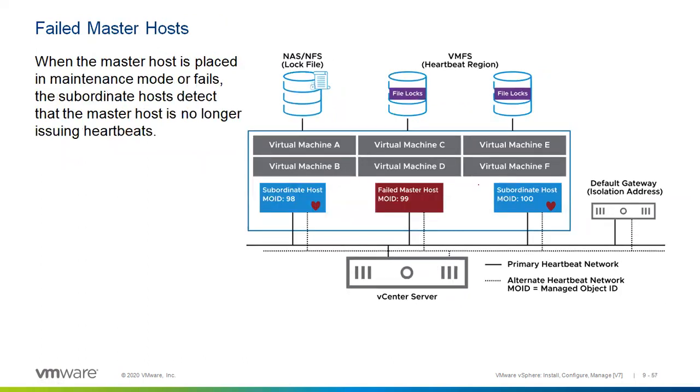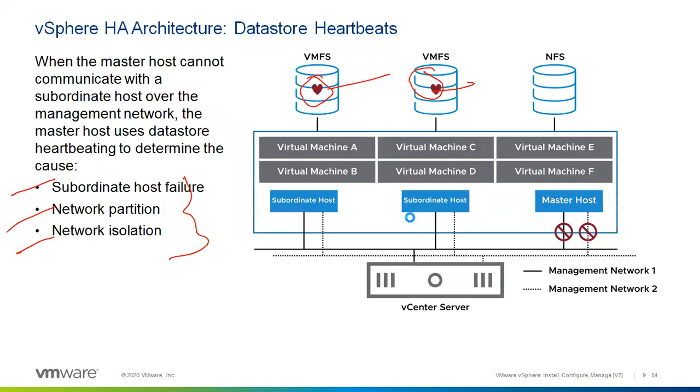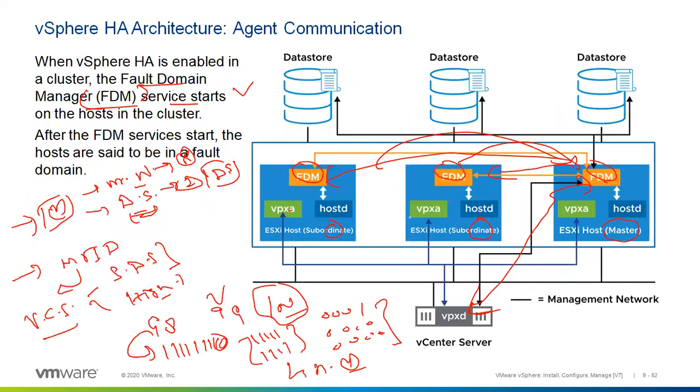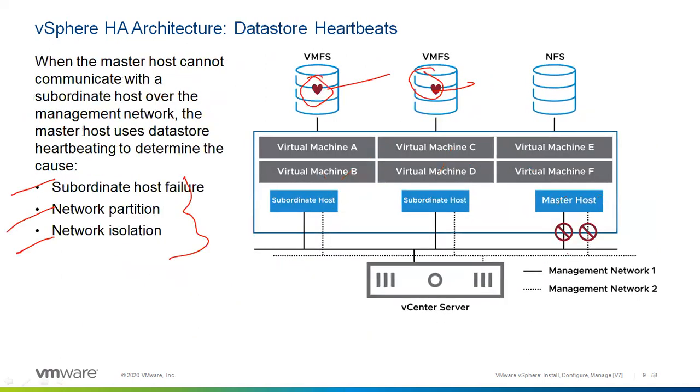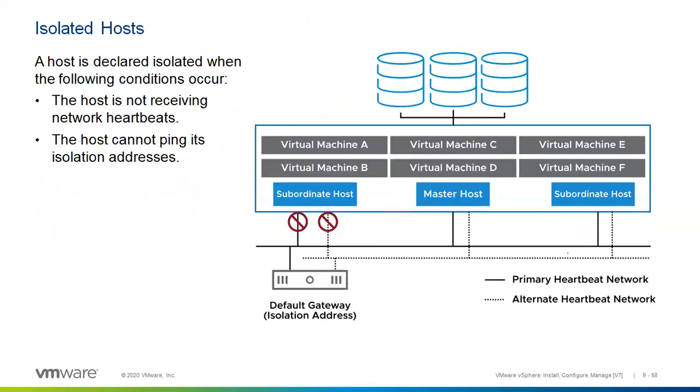Let's assume a scenario where my master host has failed. In that case, what will happen? If the master host fails, going back to this slide, this is my vCenter. Now vCenter will feel: I am not getting any call from my FDM, from my master server, whomever I had elected as a master. So vCenter server will elect a new master from the available hosts.